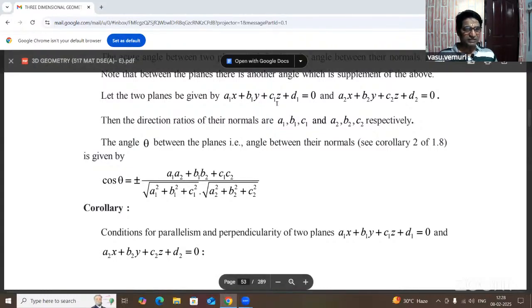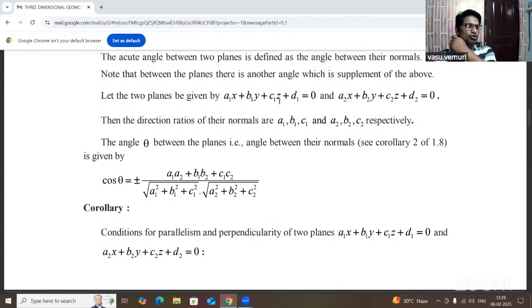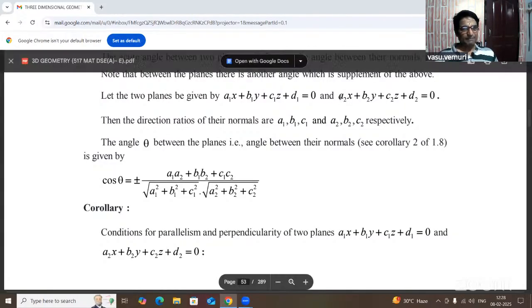The normals: the first plane equation is A1x plus B1y plus C1z plus D1 equal to 0. This is the first plane. And the second plane is A2x plus B2y plus C2z plus D2 equal to 0. These two planes are intersecting because they have a common point. Now this point (x, y, z) is the coordinates of the point in both planes. That is the same point on both planes.